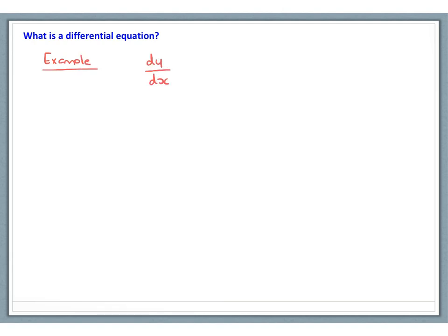dy/dx = 4x, a very simple differential equation. Now we would call this a first order differential equation, and that's because it only involves a first derivative. Later on, in further maths, you'll go on to study second order differential equations, which involve the second derivative, so equations that contain d²y/dx².